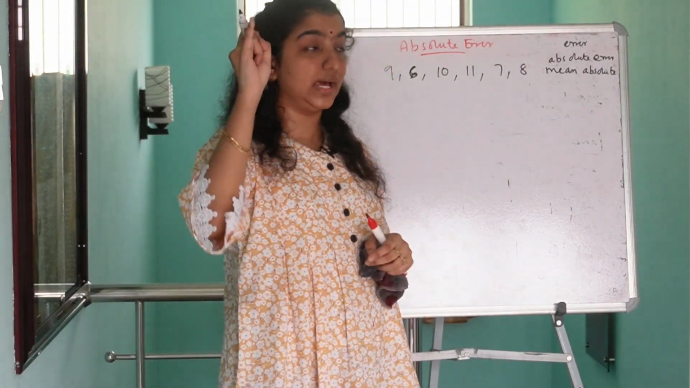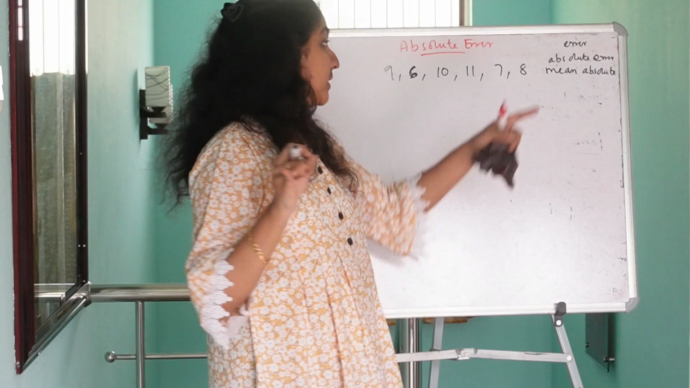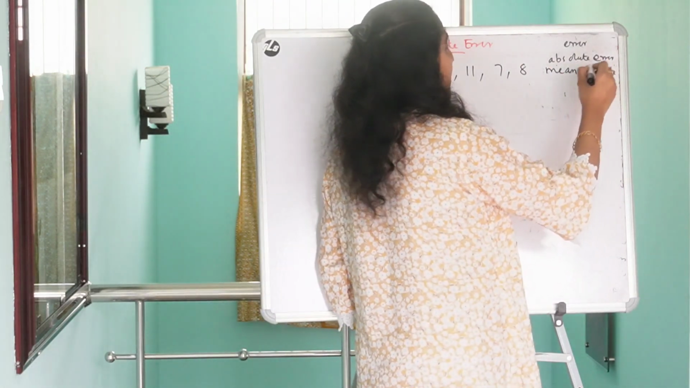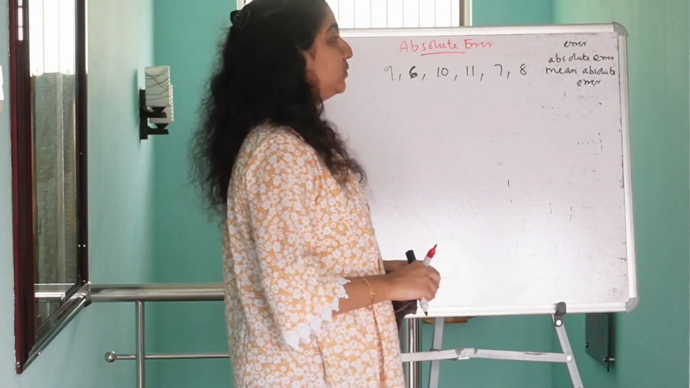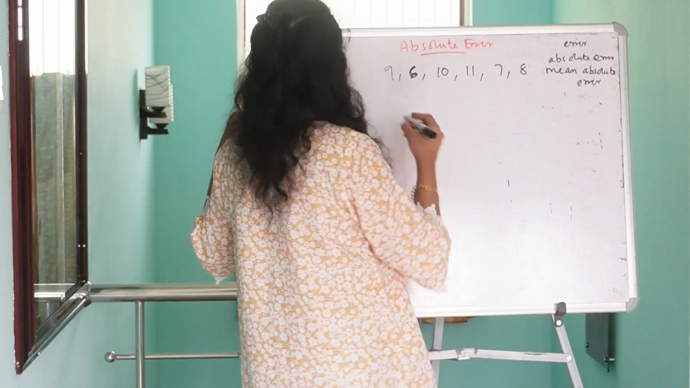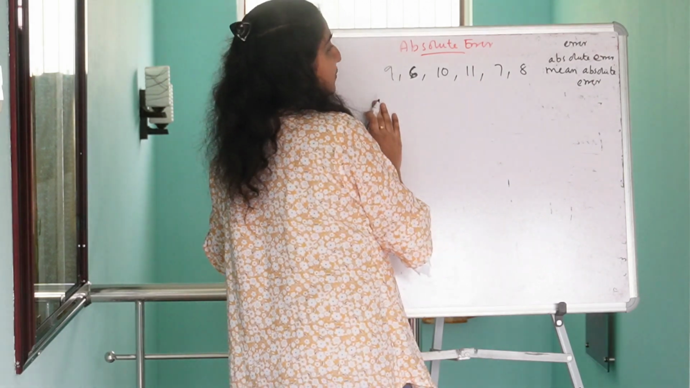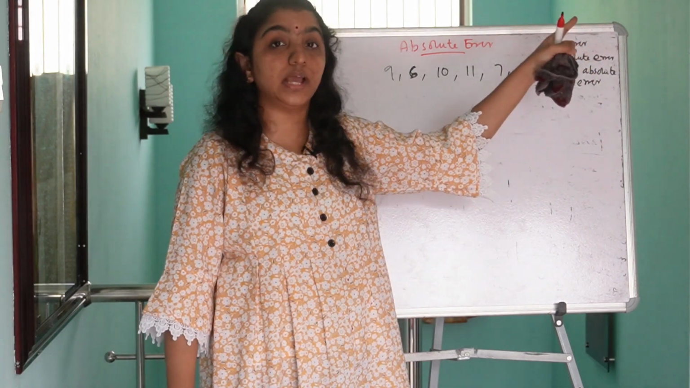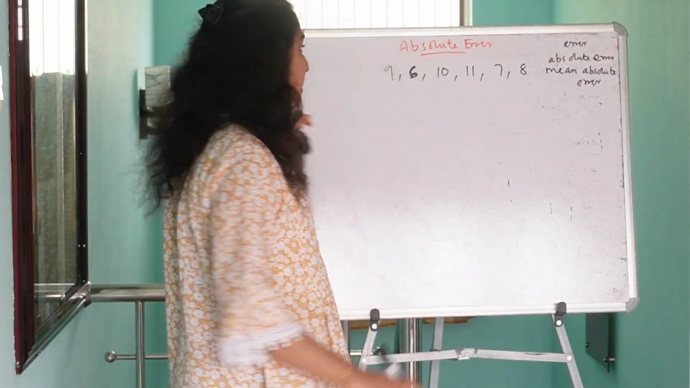One is the simple error, next one is absolute error, and the third one is mean absolute error. Yes. Error in each measurement, absolute error in each measurement, and mean absolute error. So let's start. Before finding the error, I am not provided with the actual value. So I have to calculate the actual value.